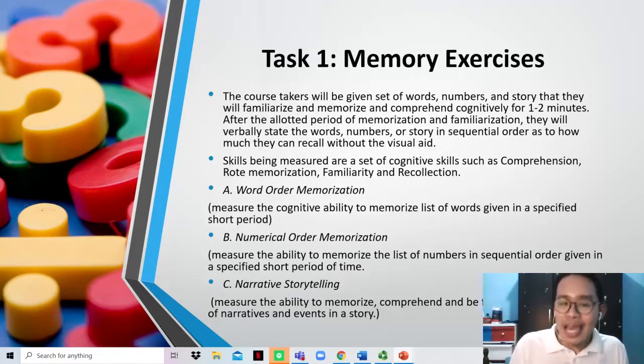Subtask A will be word order memorization. This will measure the cognitive ability to memorize a list of words given in a specified short period. Task B, numerical order memorization. This will measure the ability to memorize a list of numbers in sequential order given in a specified short period of time. Task C, narrative storytelling. This will measure the ability to memorize, comprehend, and be familiar with the sequence of narratives and events in a story.